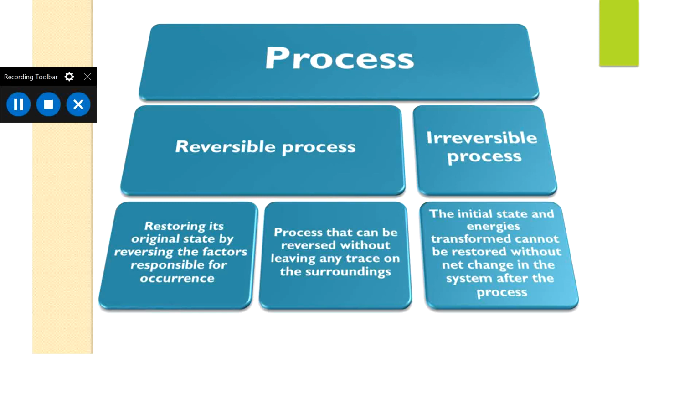In contrast, all the natural processes that occur are irreversible processes. The initial state and the energies transformed cannot be restored without a net change in the system after the process. So the system undergoes some changes and it cannot be reverted back to its original initial condition, and that type of process is known as an irreversible process. So these are the two types of processes: reversible process and irreversible process.